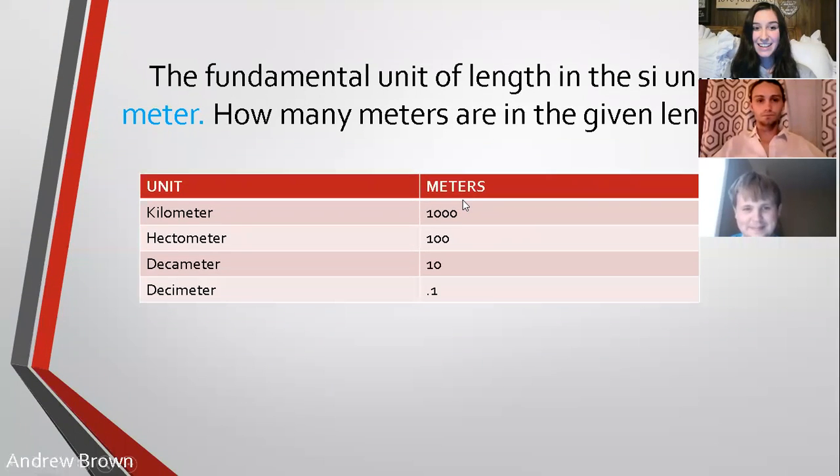You're welcome. Okay, Andrew. The fundamental unit of length in the SI unit is the meter. How many meters are in the given length? Just like you had previously explained, in 1 kilometer there are 1,000 meters, and 1 hectometer is 100 meters. One decameter is 10 meters, and a decimeter isn't even 1 meter, it's 0.1 meter. So that's how many meters are in a given length.